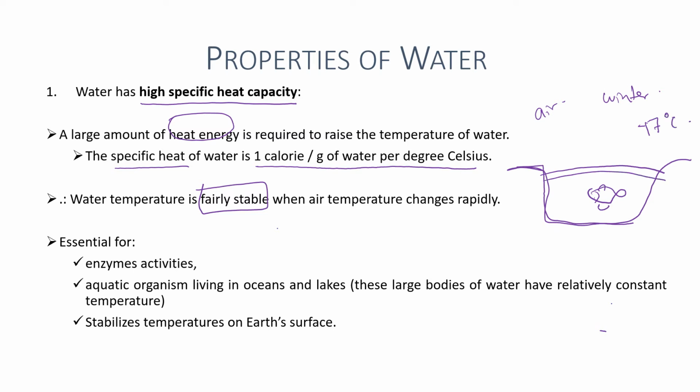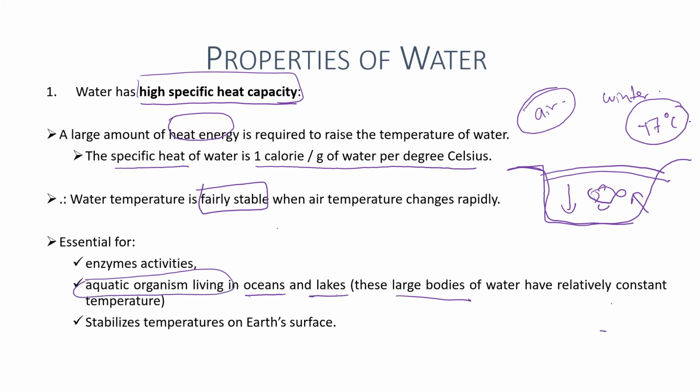But these large bodies of water, such as oceans and lakes, the temperature of these large bodies of water will not drop to negative 70 degrees Celsius, as water has a high specific heat capacity. The lake or the ocean temperature will not drop according to the temperature in the air. So this will make sure that aquatic organisms can survive during the winter, for example, during the cold season. And this also allows enzyme activities to occur within the animal's body. And lastly, this specific heat capacity of water will stabilize temperature on Earth's surface.